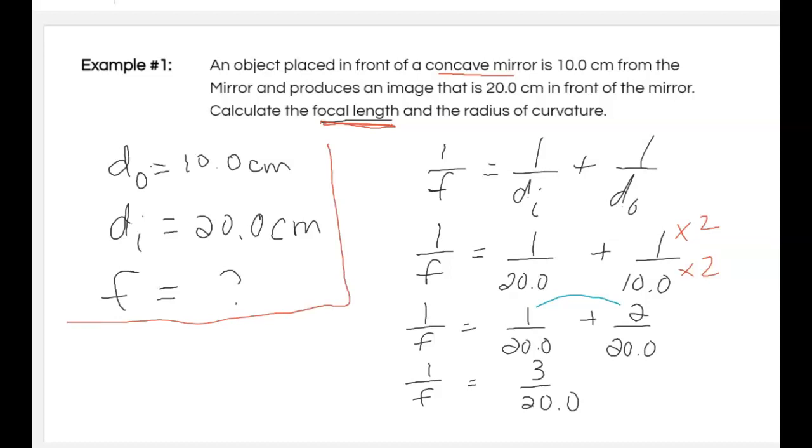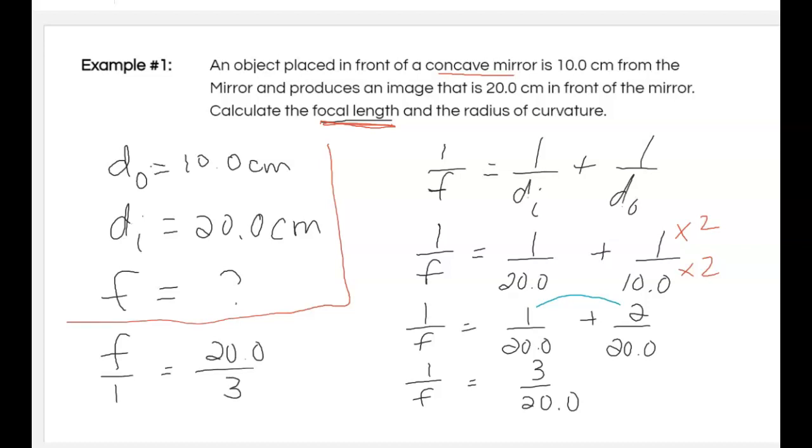Now, if I know that 1 over F is 3 over 20, it should seem reasonable that if I take the reciprocal of both of these sides, the reciprocals should be equivalent to each other. So I'm going to do exactly that. The reciprocal of 1 over F is simply F over 1, right? And then the reciprocal of 3 over 20 is just 20 over 3, right?